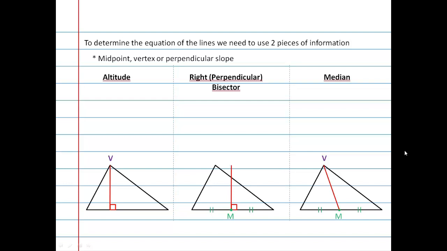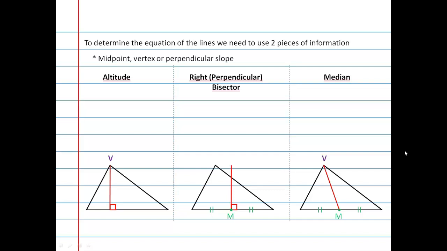So what we want to do is determine the equation of the lines, and we're going to need two pieces of information. For each of these three different lines in the triangles, we're going to look at whether we need the midpoint, the vertex, or a perpendicular slope in order to find their equations.